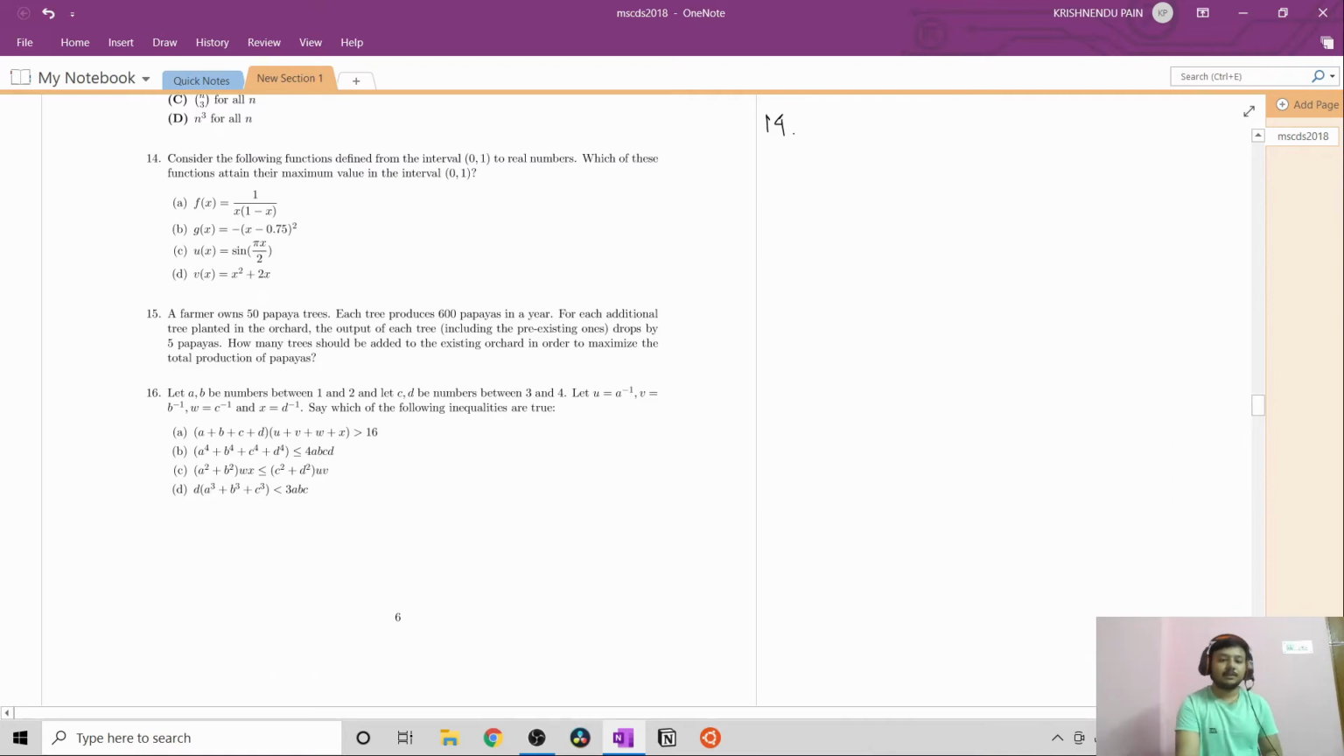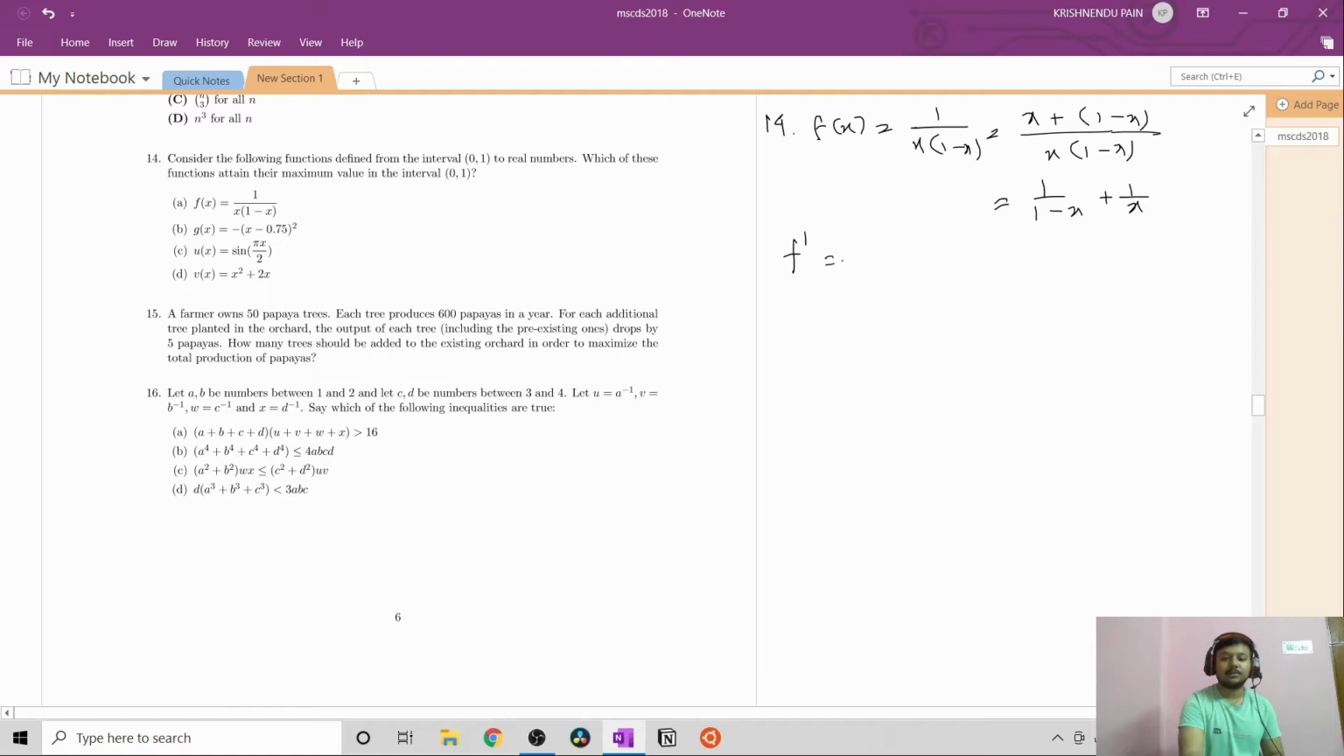Question number 14. Consider the following functions defined from the interval 0,1 to real numbers. Which of the functions attain their maximum value in the interval 0,1? Okay, so we'll check one by one. fx is 1 by x into 1 minus x. We can write this as x plus 1 minus x divided by x into 1 minus x, which implies 1 by 1 minus x plus 1 by x.